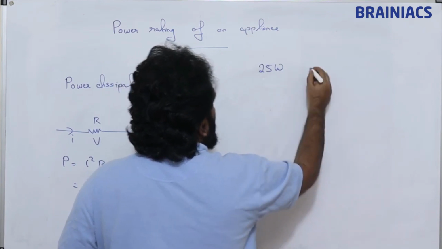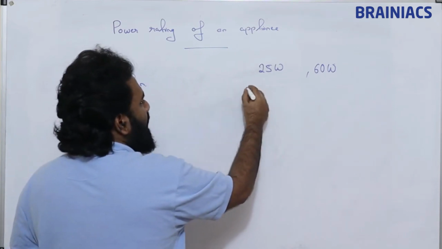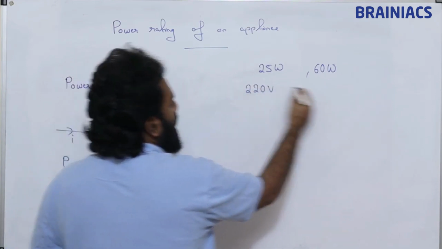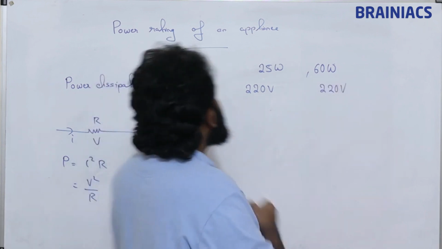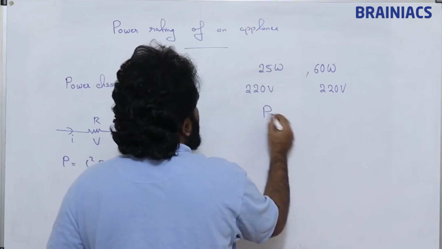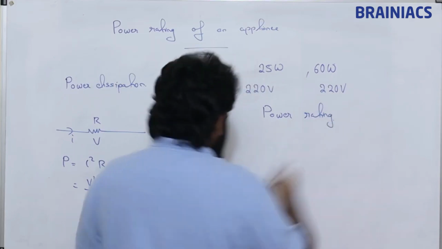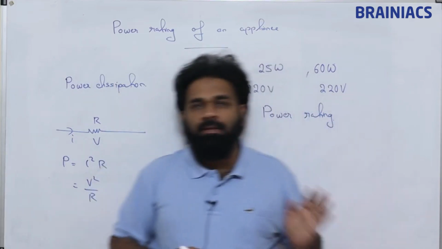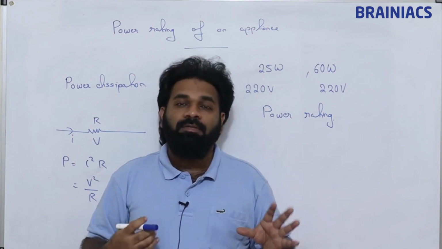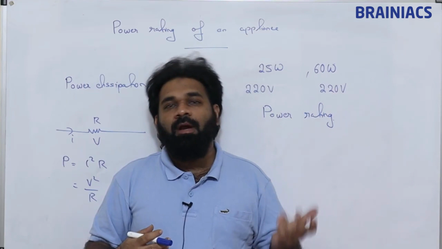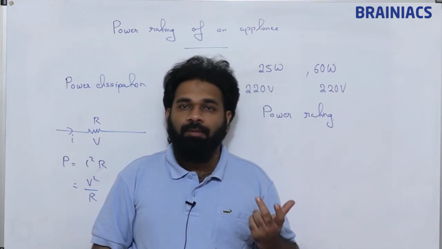A 25-watt bulb or 60-watt bulb, okay, and along with that they say 220 volt. What is its meaning? So this is what we are going to discuss about power rating. Power rating is nothing but the power which can be dissipated if we connect that device or appliance to a 220 volt supply.